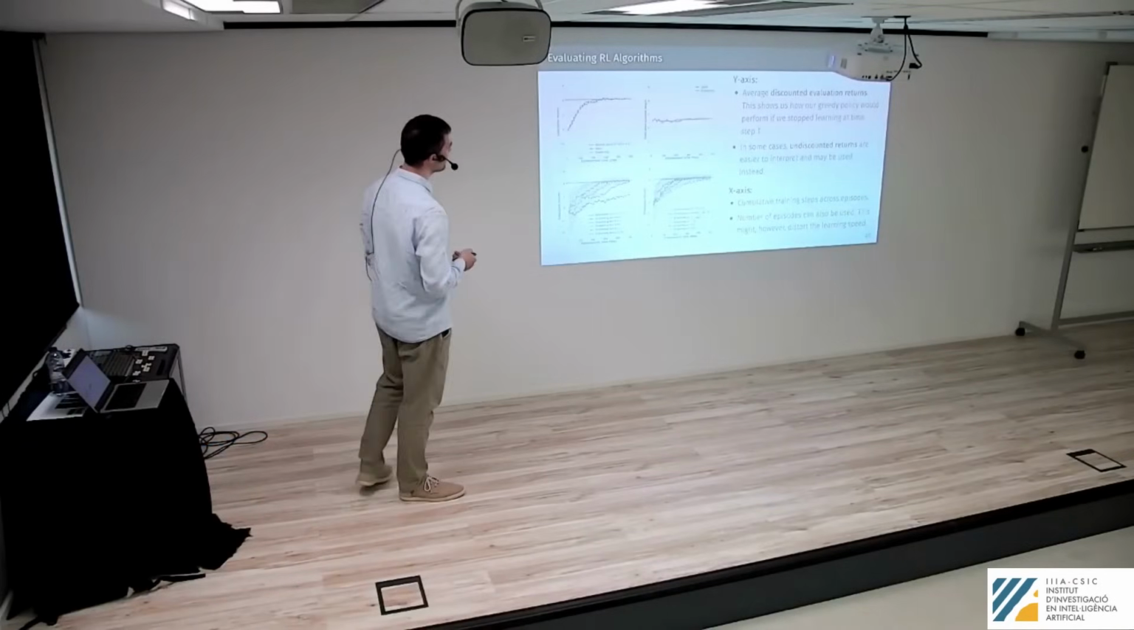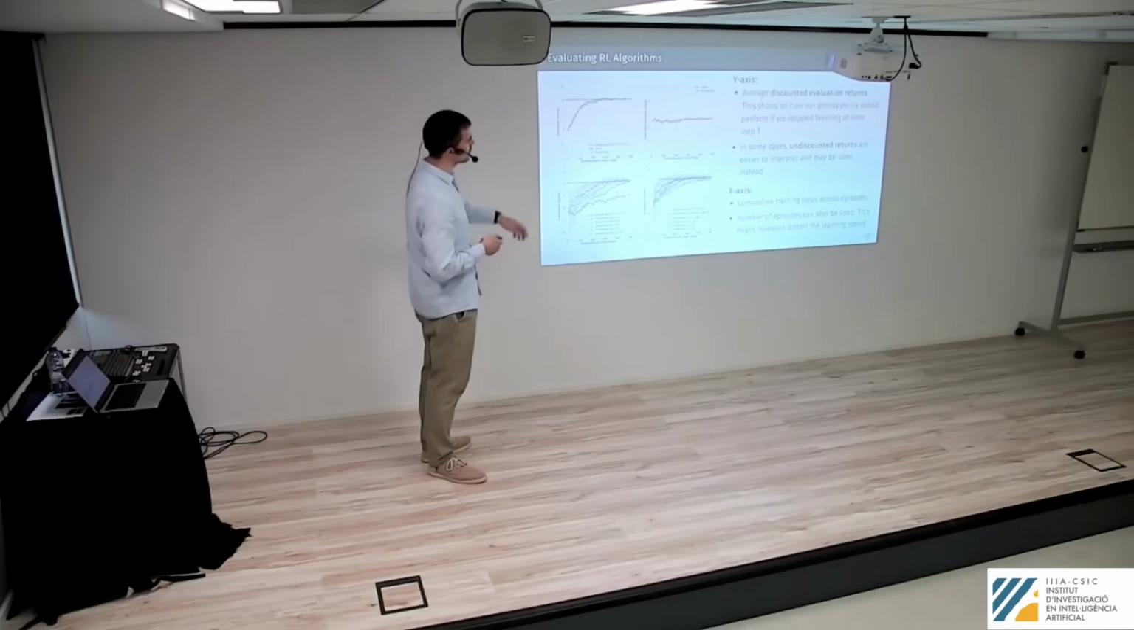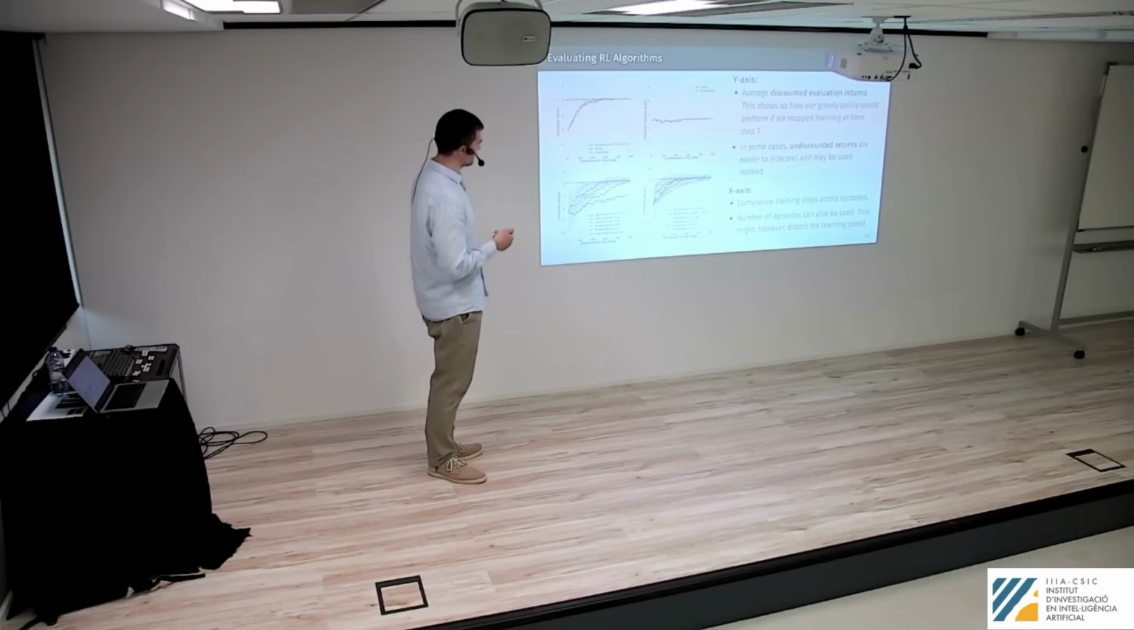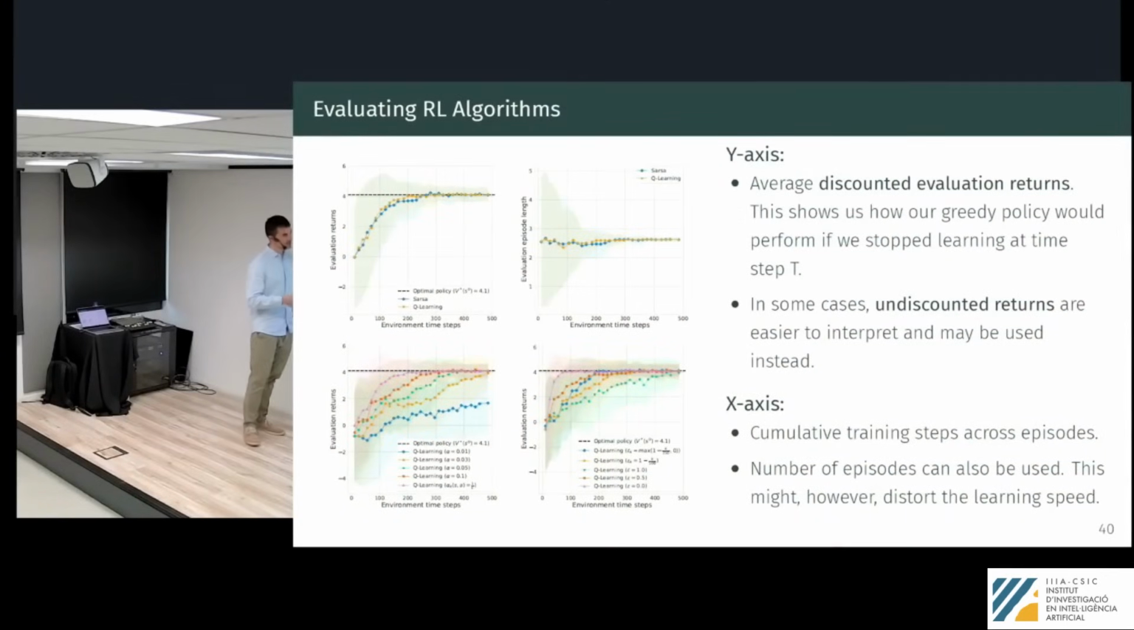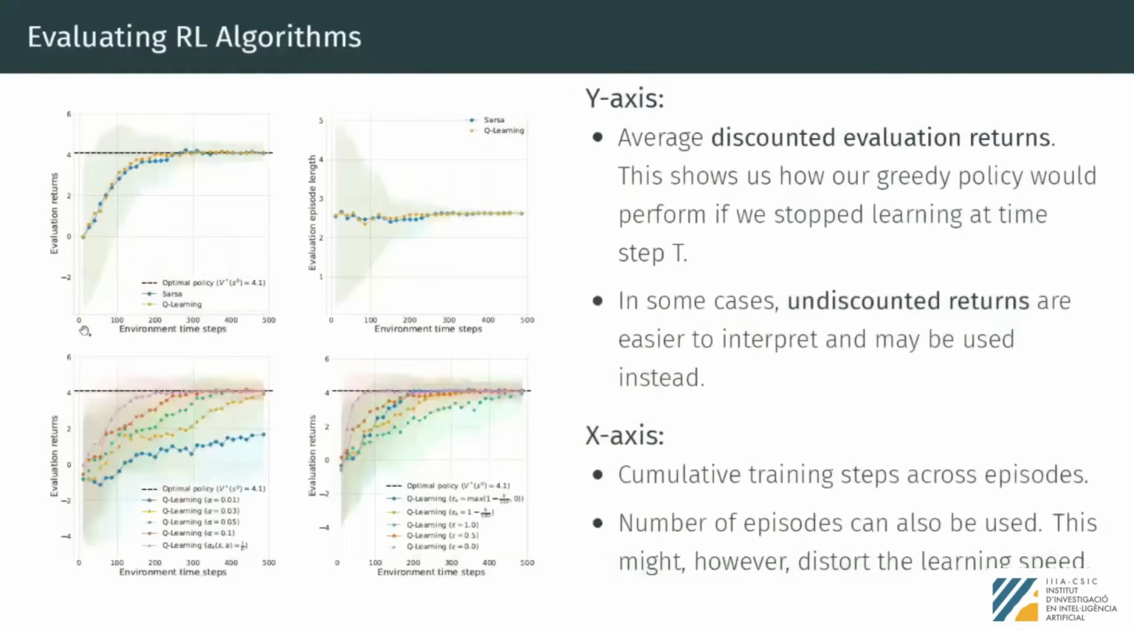So there's a few things you can do, but this is basically the most common way to do this. Here are a few evaluation plots which show a bunch of different algorithms. Let's just look at this one here for simplicity for now. In this case, let's first look at the axes. On the x-axis, you have your environment time steps. You start with 0, and then you go 100, 200, 300, 400.